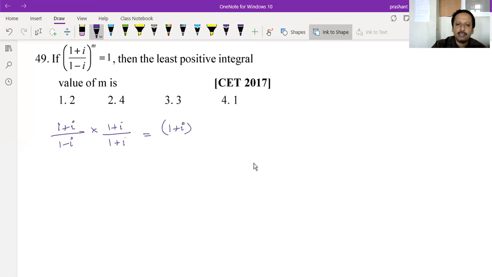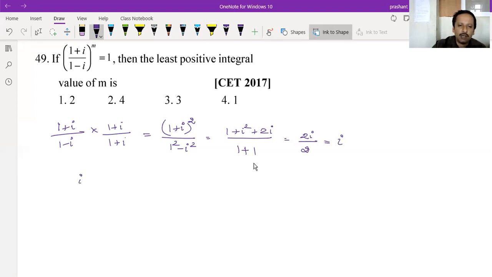So what happens to the numerator? 1 plus i whole square. Denominator: a minus b into a plus b, that is a square minus b square. Okay, expand this: a square plus b square plus 2ab, divided by, here, 1 square is 1. i square is minus 1. So minus of minus will become plus 1. And meanwhile, here i square will be in the numerator. i square is minus 1. So 1 minus 1, that gets cancelled. We'll have 2i in the numerator and 2 in the denominator. 2 gets cancelled. We get i. So this we have simplified, that 1 plus i by 1 minus i is equal to i.